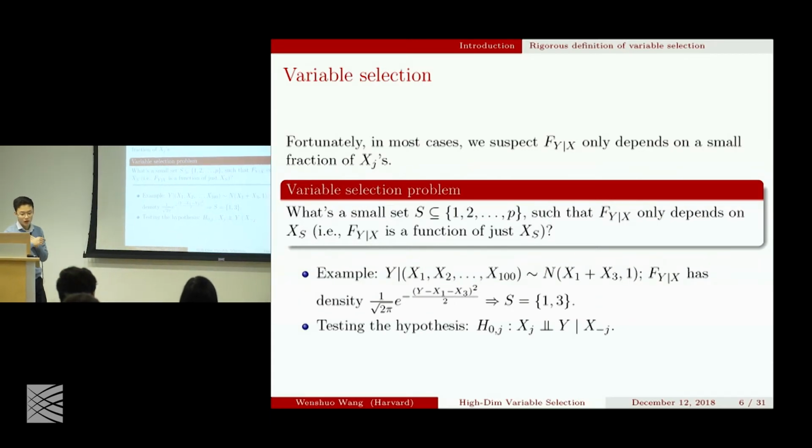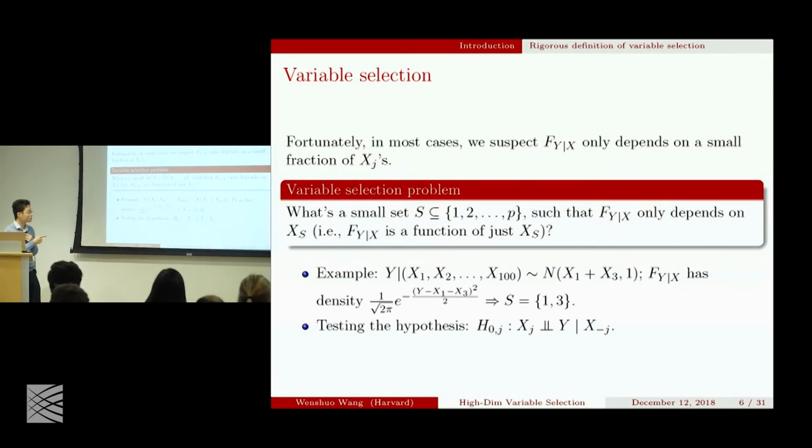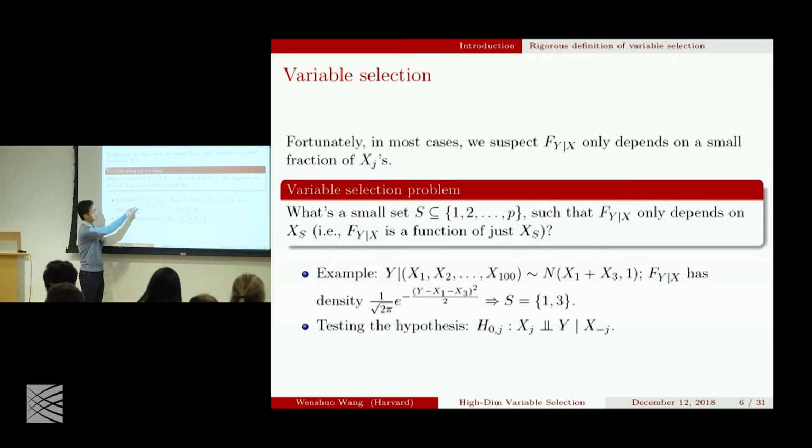If you write down the actual distribution function, you can see it only depends on the x's in that set. For example, if I have 100 x's, and given those 100 variables, y is distributed as a normal distribution with mean x1 plus x3 and variance 1, then if you write down the density, you can see that this function only depends on x1 and x3 and does not depend on x2 or x4 or the other x's. So in this case, our S would just be 1 and 3.